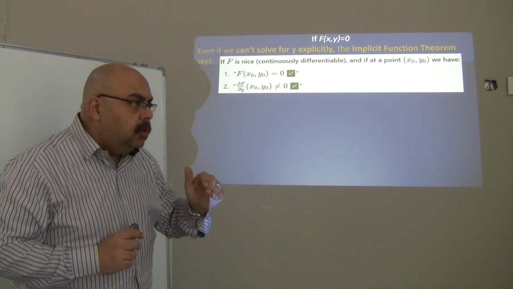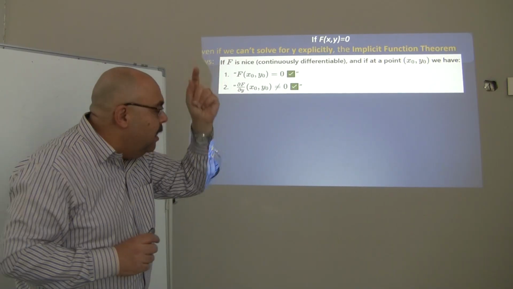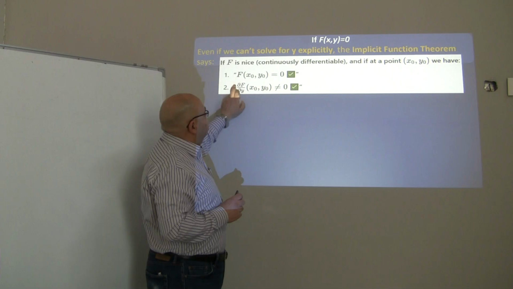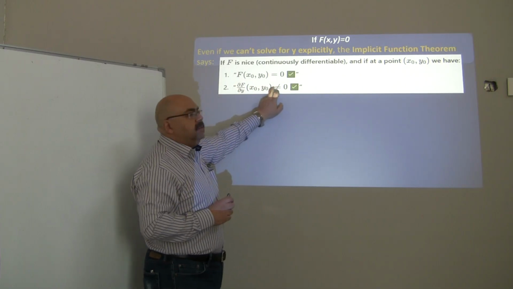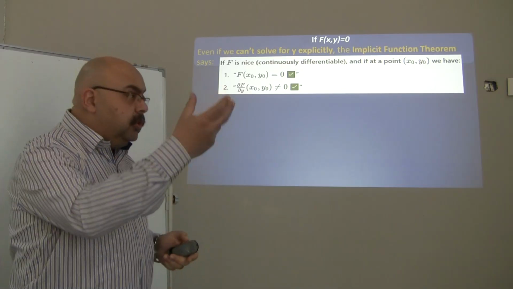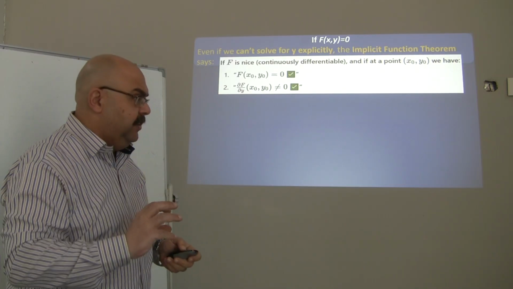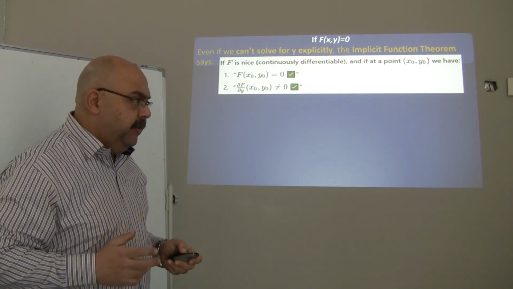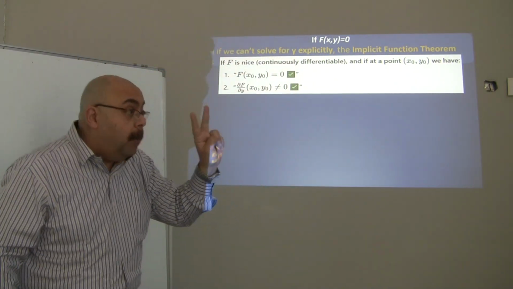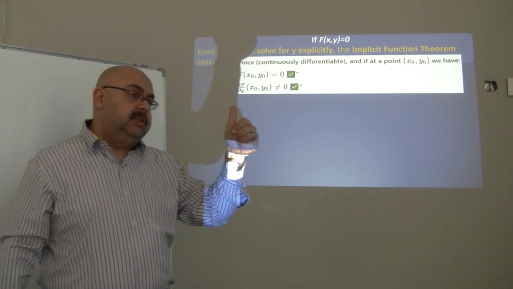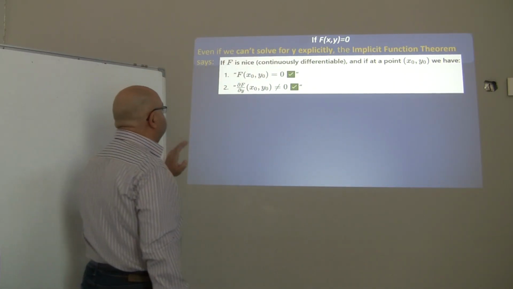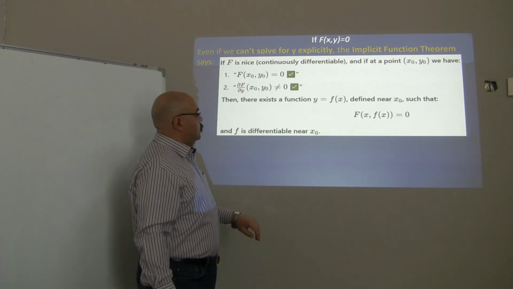The second condition: I have to be sure that partial f, partial y at this point doesn't equal 0. And you will know why. In order to get an implicit function derivative, you will have to check how many points, guys? 2 points. First of all, the function is equal to 0. Second, that the derivative with respect to y is not equal to 0.